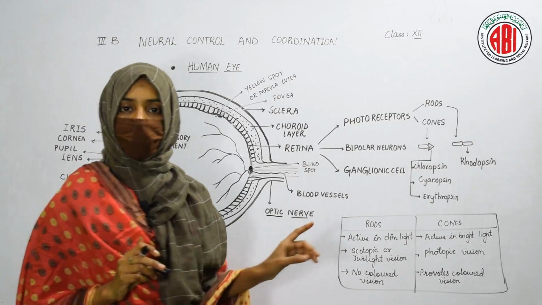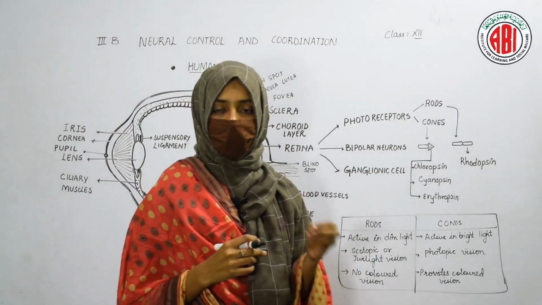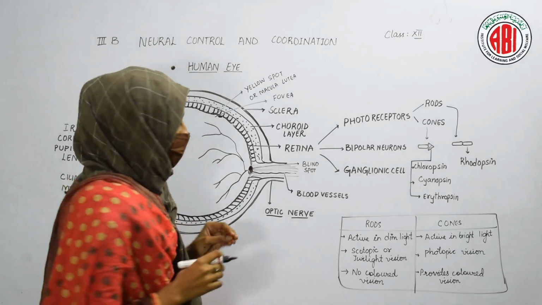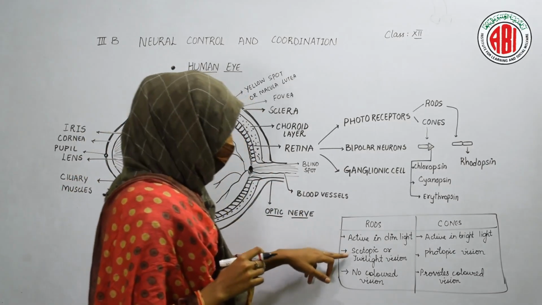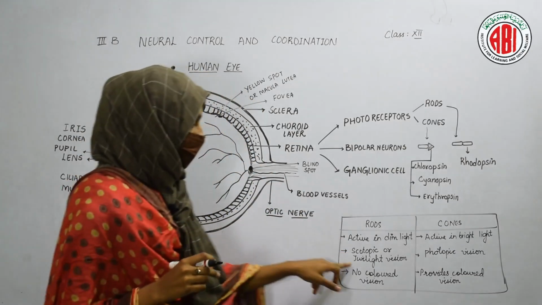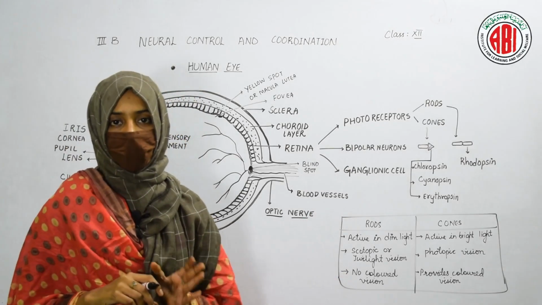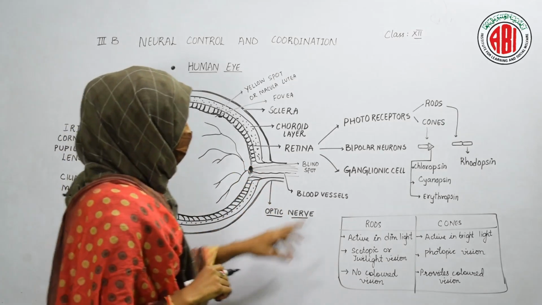During the night time, the rods get activated and they help you to visualize the different things that are present in your environment. So this type of vision is called scotopic or twilight vision, and it does not show any color. No colored vision is provided by our rods.